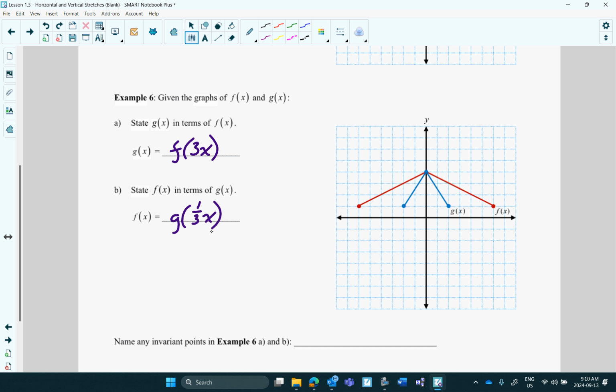What were the invariant points for both of these? 0, 0 and 0, 4. Those are the ones that didn't move. All these other ones out here, the upside down D, they moved. But 0, 4 stayed exactly once.